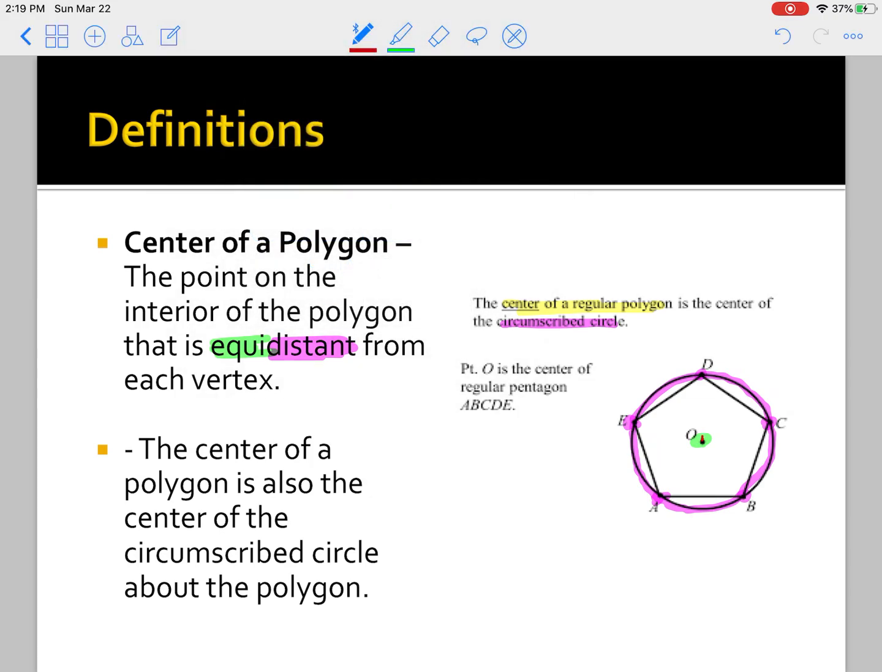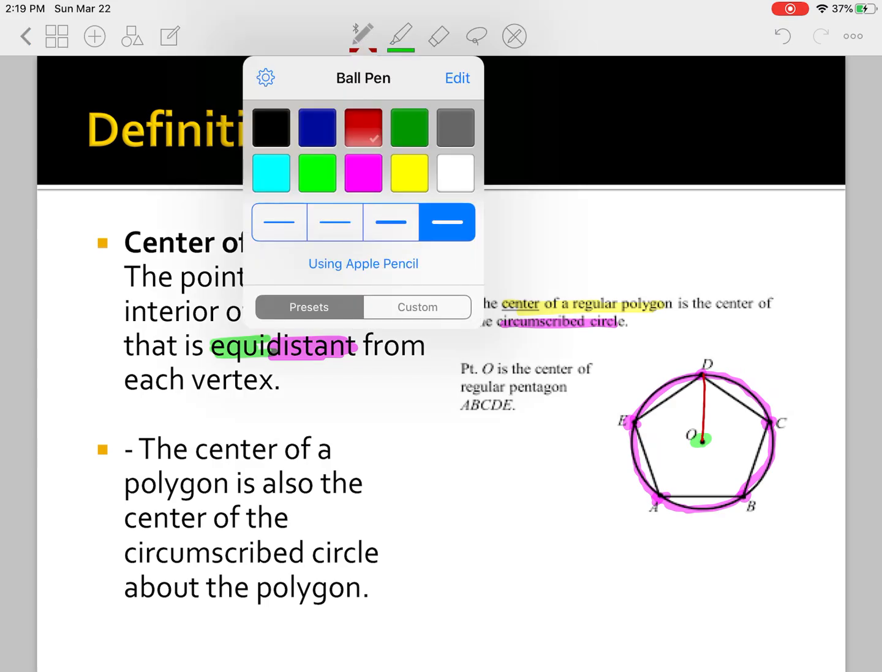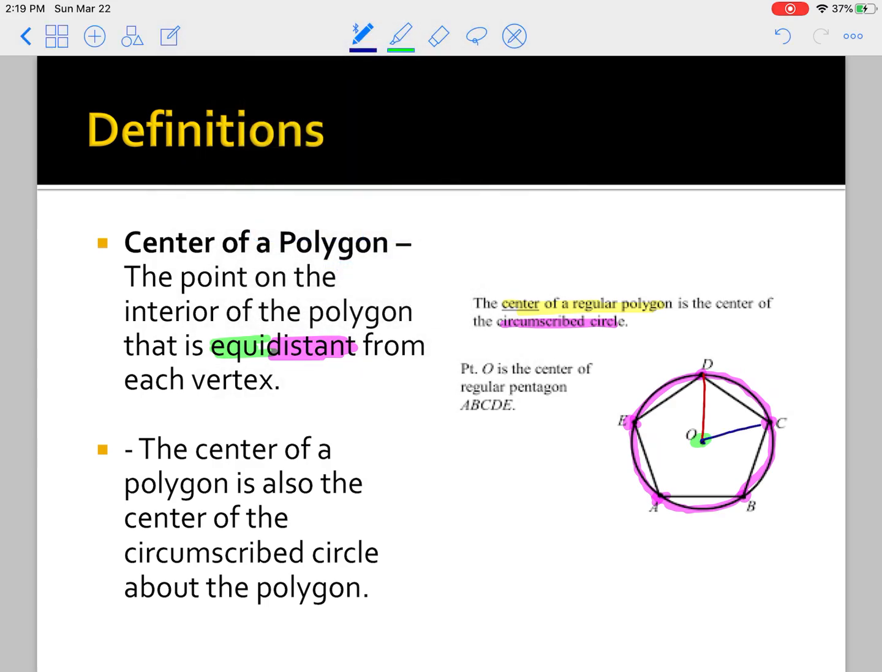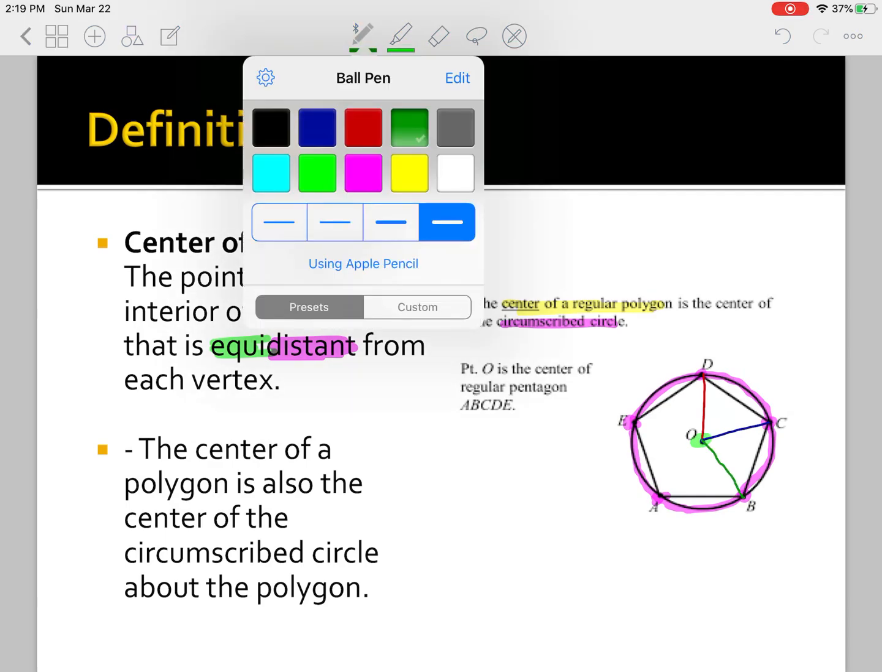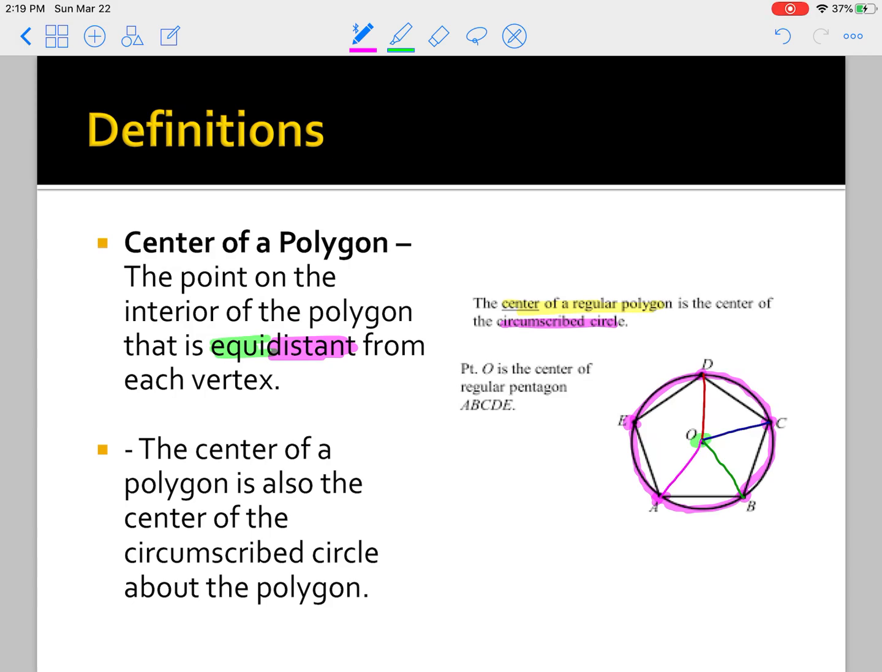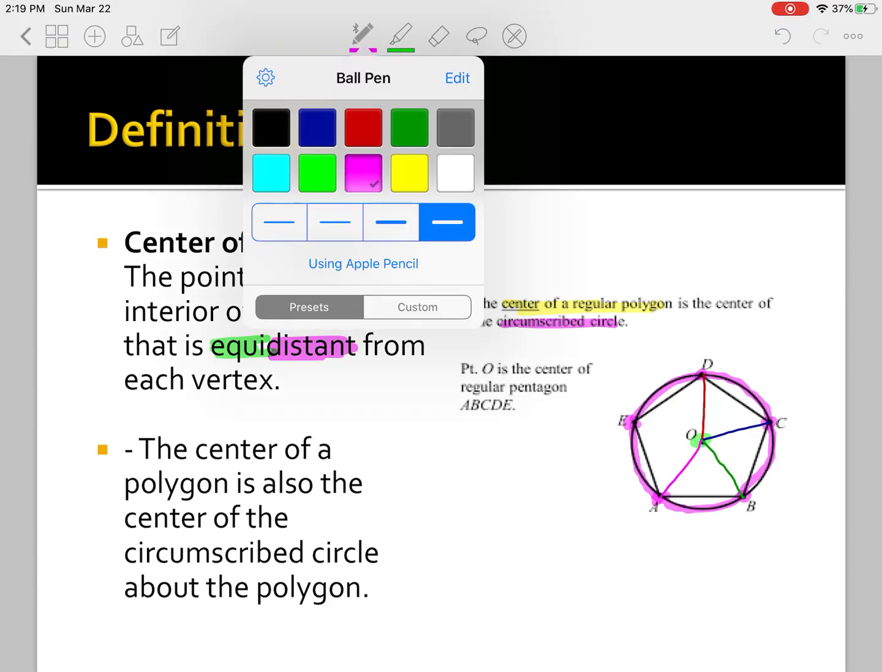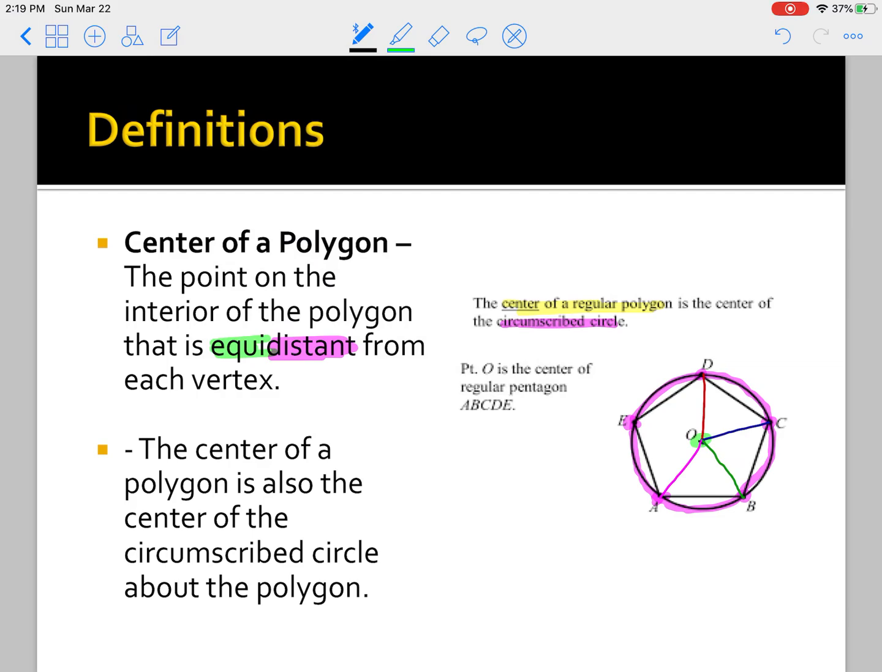Now, when I say we're equidistant from all the vertices, that means that this particular point is equidistant from all of these vertices. And so all of these multicolored segments are the same length. I can't say lines, I need to say segments in order to keep my terminology correct. And so we have point O is the center of the circle and the center of the regular pentagon.